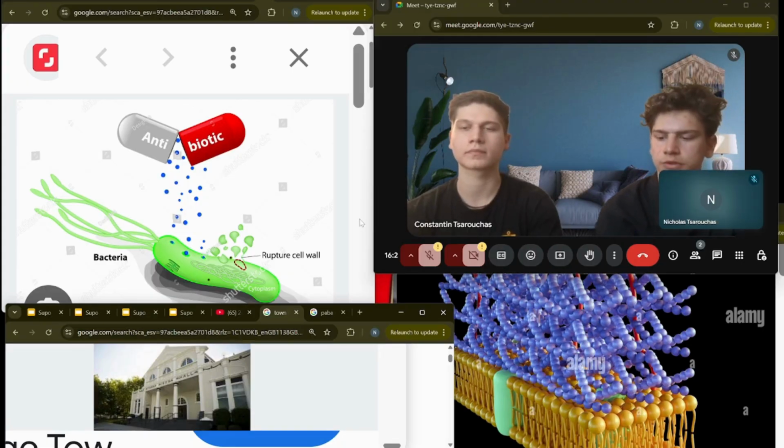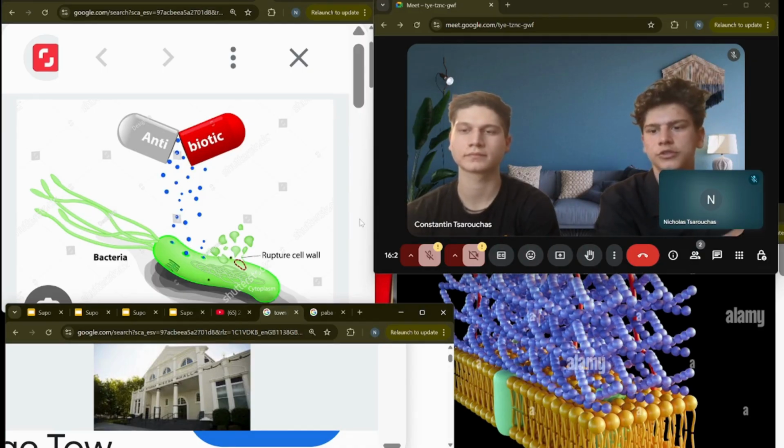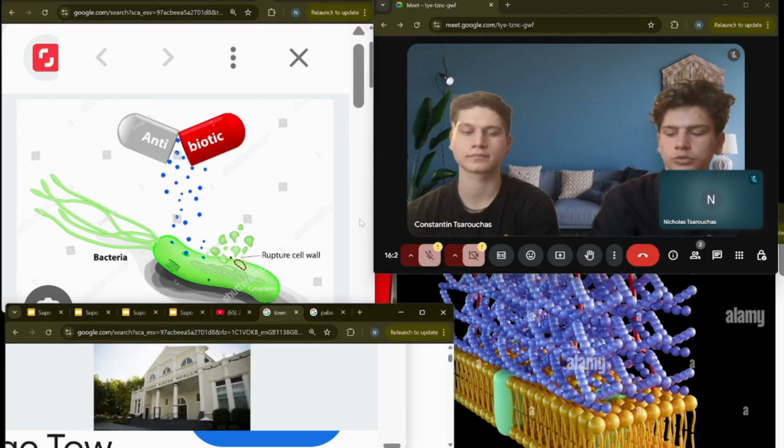Okay, I just wanted to clarify something earlier about rifamycin. There are three types of RNA polymerase. The first one mainly transcribes rRNA, the second one mainly mRNA, and the third tRNA. So which type of RNA polymerase would rifamycin target?